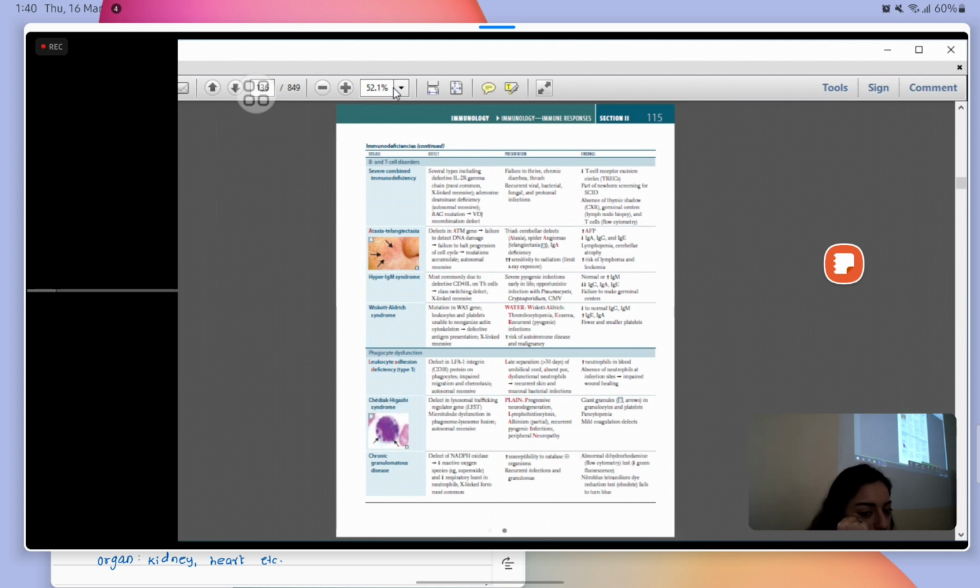Phagocyte dysfunctions. From these phagocyte dysfunctions, we already know two of them. The first one is chronic granulomatous disease. In chronic granulomatous disease, we have a defect in NADPH oxidase, which is an important enzyme to produce superoxide from oxygen, and then from superoxide, hydrogen peroxide, hypochlorite, and so on. These reactive oxygen species are essential to degrade the bacterial membrane.